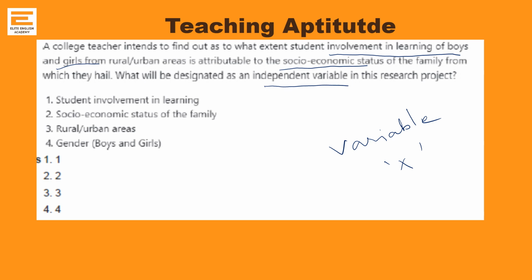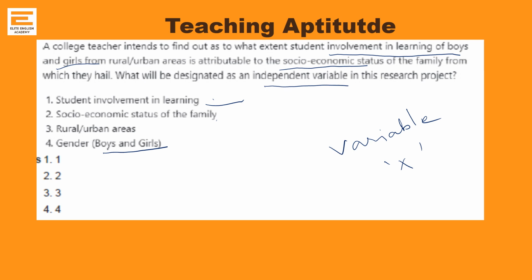So student involvement in learning is qualitative. Socio-economic status, again, is qualitative. Rural and urban areas is not concrete. How will you define something as rural and something as urban? That is not possible. So gender, boys and girls, could be the independent variable, because the rural and urban area definition may change, socio-economic status may change, and student involvement in learning is completely optional, because one day a student may be involved in the teaching-learning process, another day he may not be.